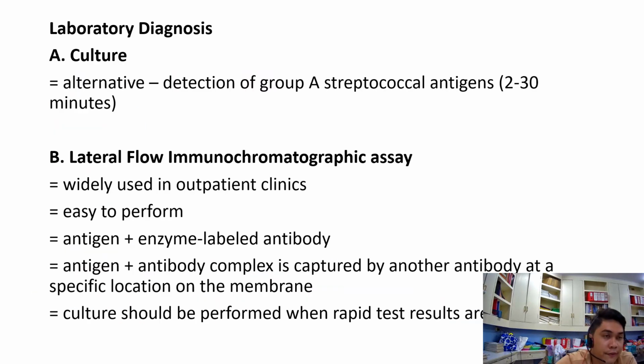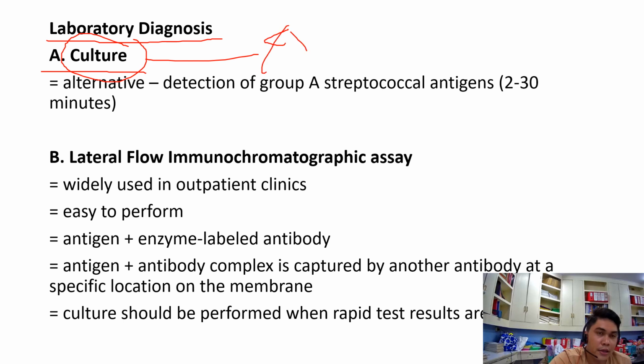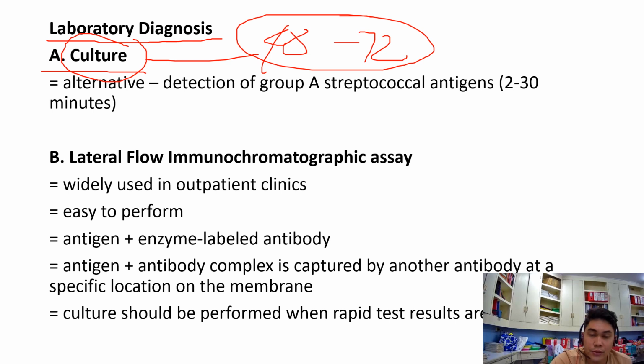Next, you have the laboratory diagnosis. So for laboratory diagnosis of S. pyo infection, you can perform culture, but the problem with culture is you need at least 48 to 72 hours to identify strep pyo because you need to collect the specimen. After collection, you need to inoculate and wait for 24 hours. Then after 24 hours, you need to make a pure culture. Then after pure culture, that's the time you do biochemical tests to identify group A strep.